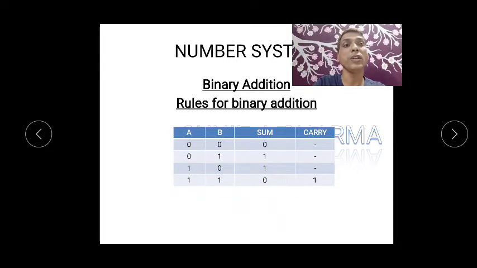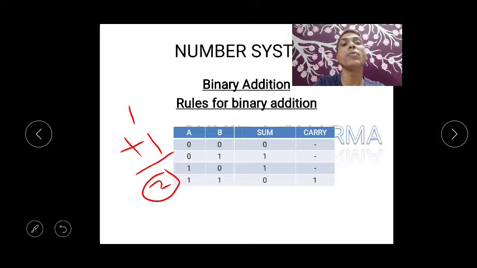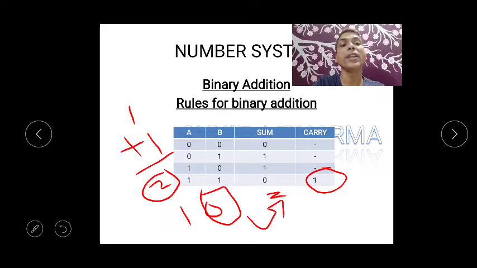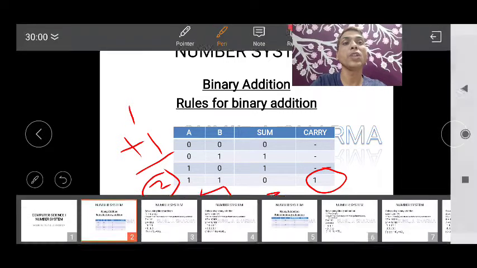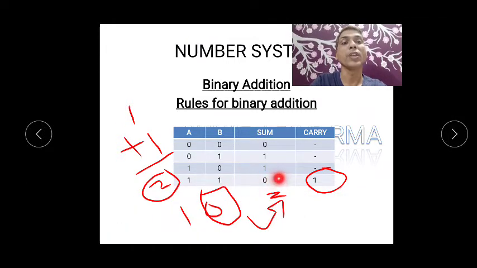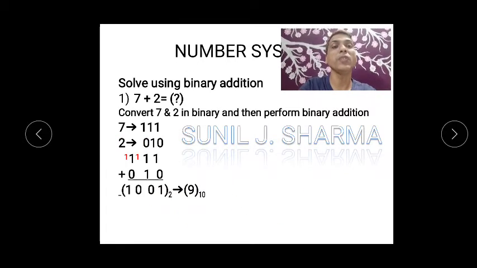But 1 plus 1, in normal circumstances, is 2. Since we are dealing in terms of binary, 2 can also be written as 10. So this will be your sum and this is your carry. Can you see this sum is written here and carry is written there. So this is a new rule you have to follow, that is 1 plus 1 is 0, carry 1, because it becomes 2. Now I'll give you some examples.